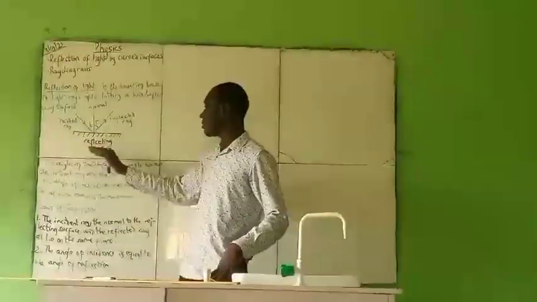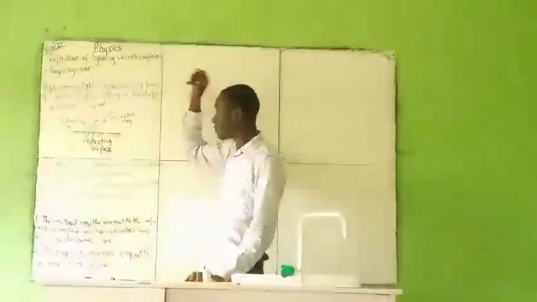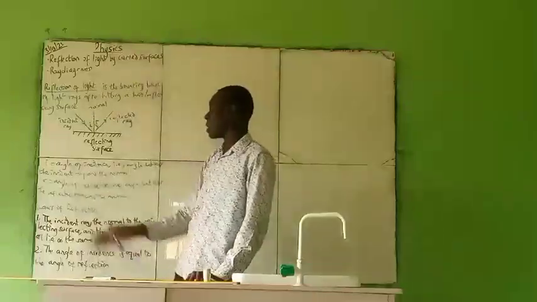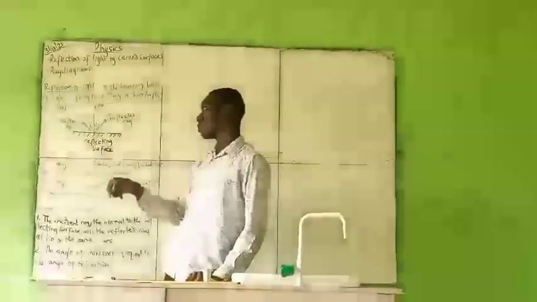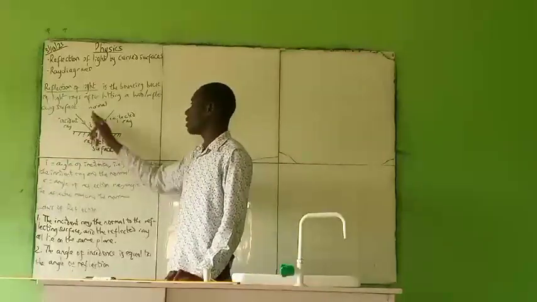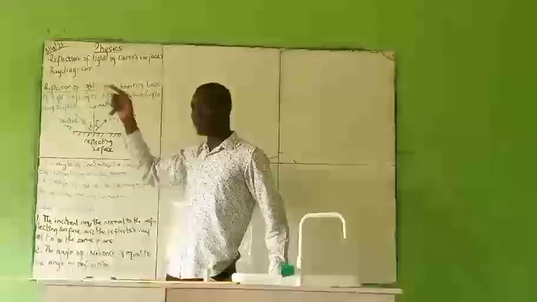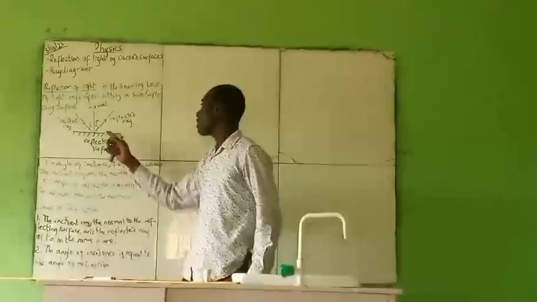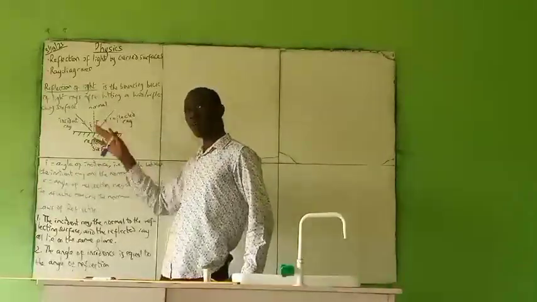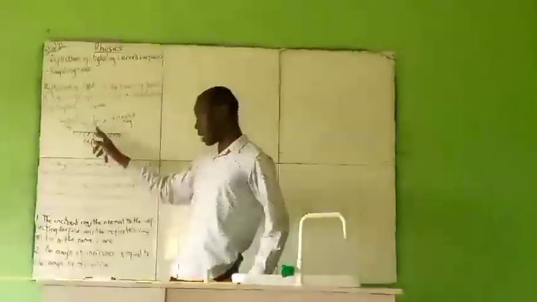You have the incident ray being incident on this reflecting surface, it bounces off in another direction. Then we have the normal. This normal is the line that is perpendicular to the reflecting surface at the point of incidence. I is the angle between this incident ray and the normal. That is, the angle which the incident ray makes with the normal is called the angle of incidence, I. The angle which the reflected ray, on the other hand, makes with the normal is called the angle of reflection, and that is represented by R.